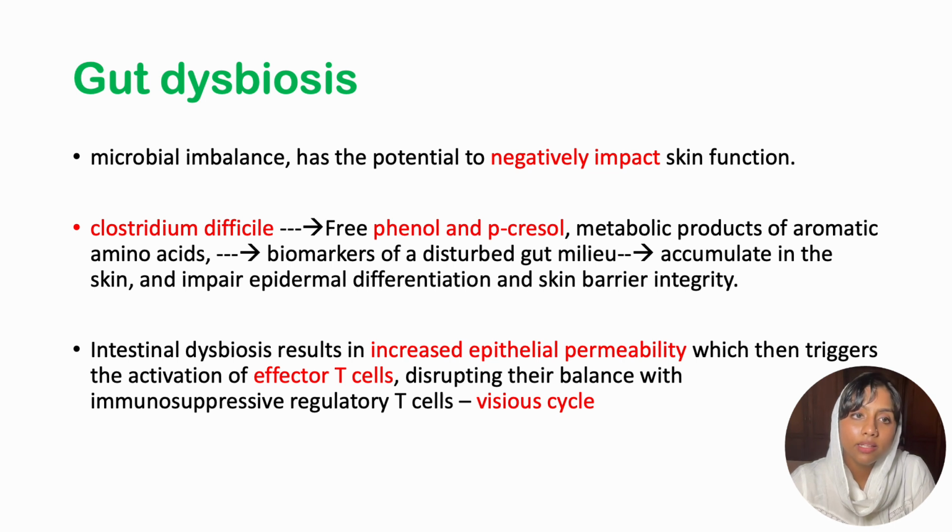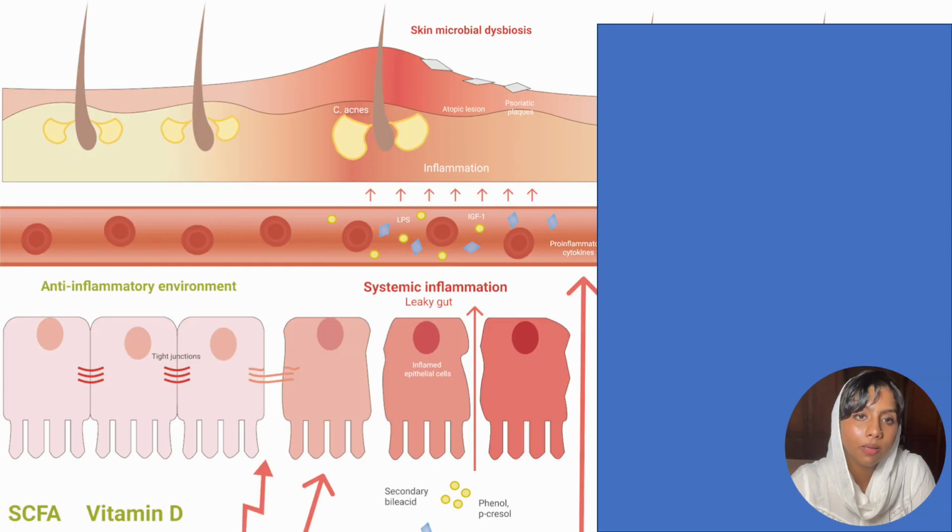The pathogens like Clostridium difficile produce metabolites like phenol and p-cresol. They can accumulate in the skin and they can impair the differentiation. They can also affect the effector cells, as we've discussed already. So they basically impact the integrity and the immunity. These are the two main things that you have to keep in mind.